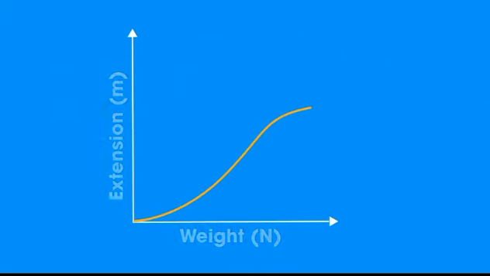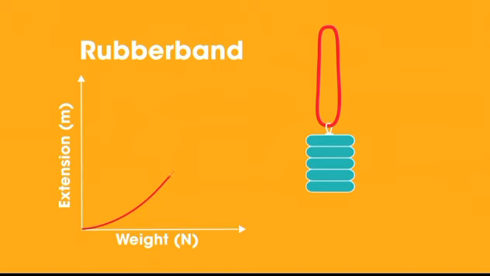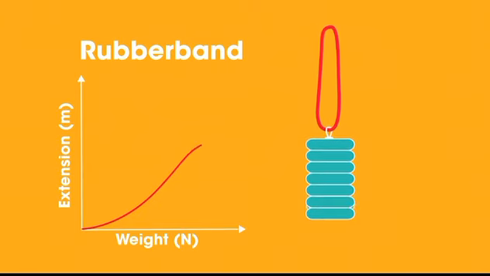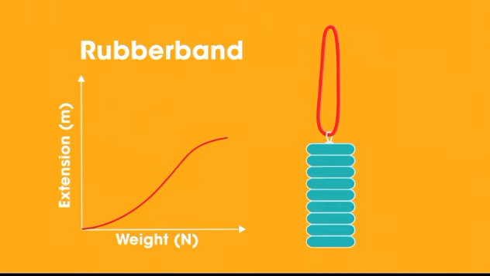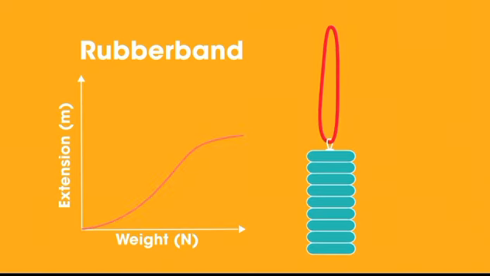Here is the graph we get if we perform the same experiment but use a rubber band instead of a spring. The results with a rubber band do not give a straight line graph. As weights are hung on a rubber band, to start with, there is hardly any stretching. Then it stretches a lot before almost stopping as the band is extended fully. This is an example of a non-linear relationship, and the band doesn't obey Hooke's law.